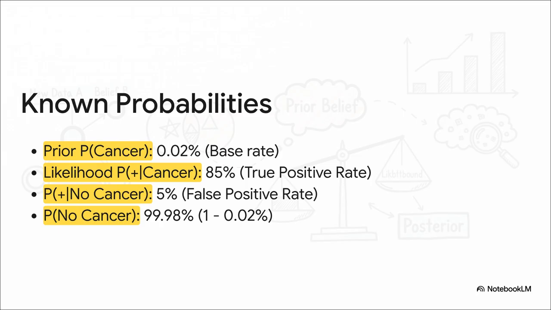The likelihood of getting a positive test, if you do have it, is 85%. But, and this is so important, we also know the false positive rate. The chance of testing positive, even if you don't have it, is 5%.